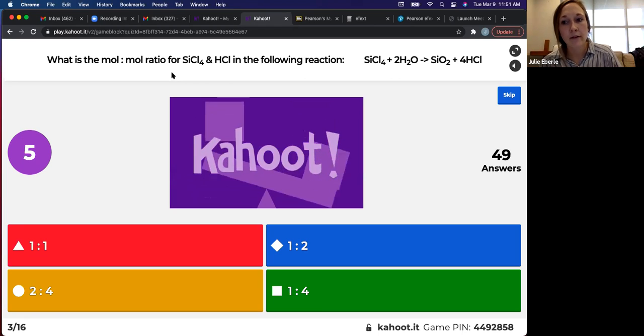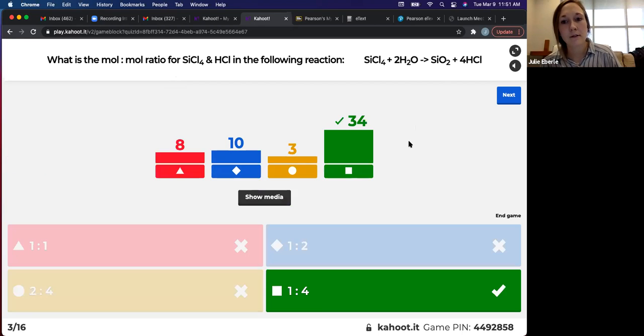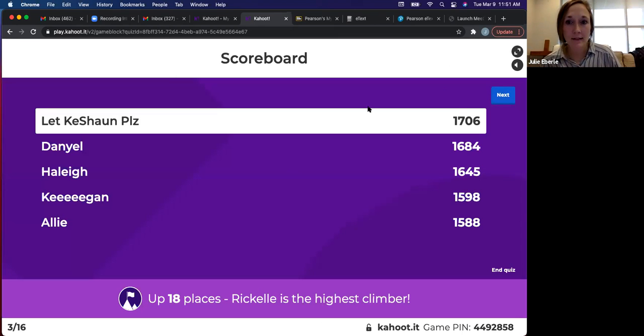Six seconds, 5, 4, get your answers in, 3, 2. All right, majority of people, landslide, said 1 to 4. That's correct. You've got a coefficient of 1 in front of SiCl4 and a coefficient of 4 in front of HCl. So it's a 1 to 4. You can't simplify that. All right, next.